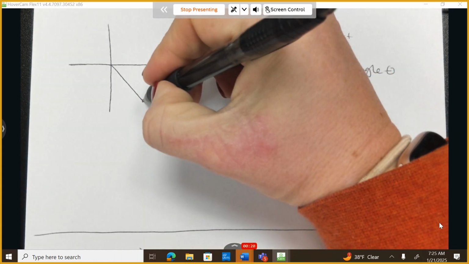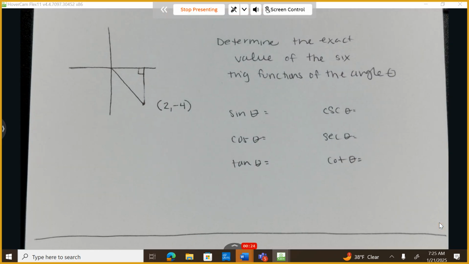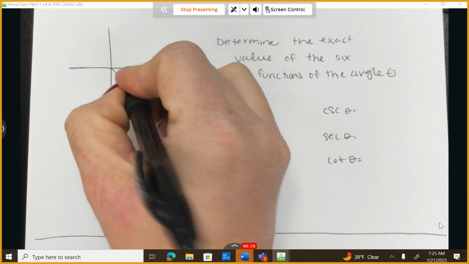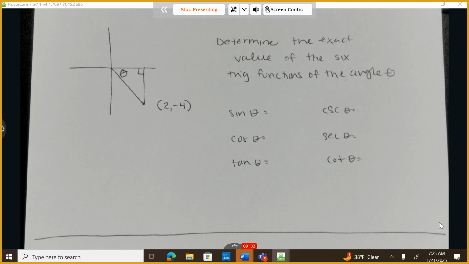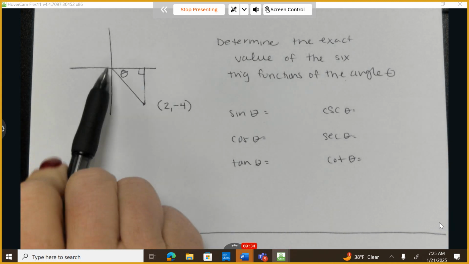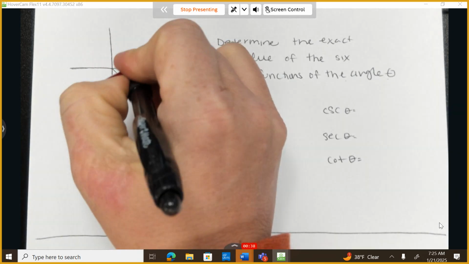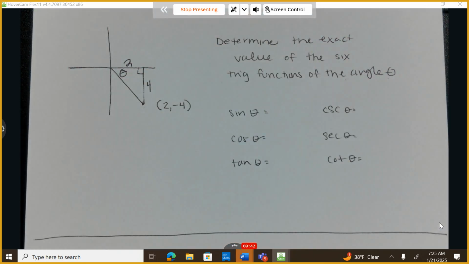We're always going to go directly back up to the x-axis, making a right triangle, always back to the x-axis, and then this interior angle closest to the origin is going to be the one that we evaluate for the 6 trig functions. Now, to get to this point, I'm going to move 2 to the right, so this is a distance of 2, and then I'm going to go down 4. We don't write -4, it's just 4 because we're talking about distances.